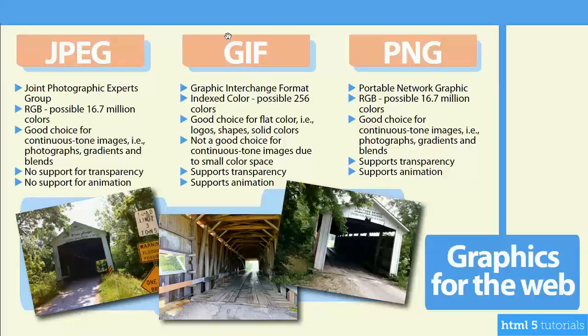The next one is a GIF or GIF. I call it a GIF. It stands for Graphic Interchange Format. It has index color as the color space, so you only have 256 colors to pick from. That's a big difference from 16.7 million, don't you think? It's a good choice for flat areas of color like logos, shapes, solid colors. It's not a good choice for continuous tone, again, because you're only getting 256 possible colors.